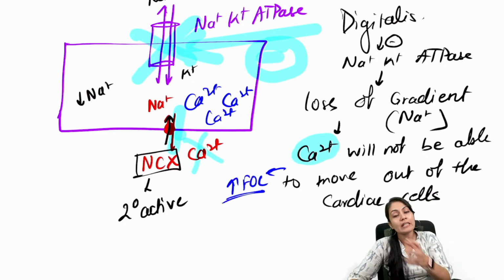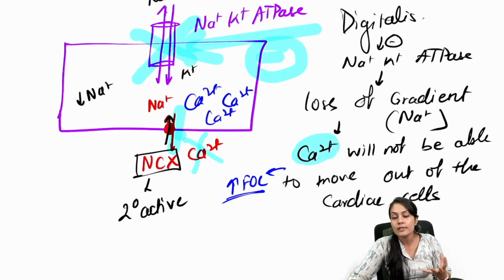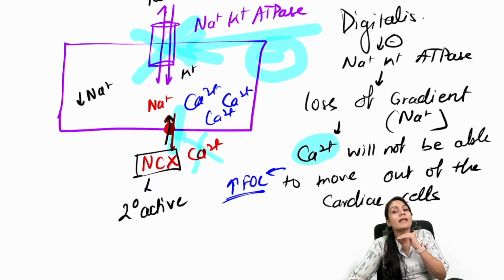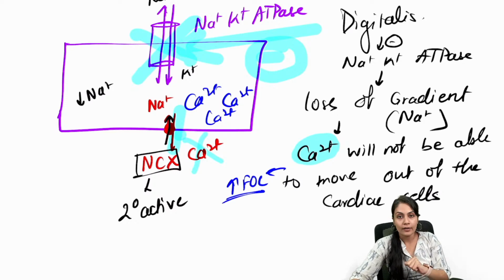So whenever the heart is going into failure, I'm going to give digitalis, digoxin-like drugs, which are going to block the sodium potassium ATPase, and depending on that, the secondary active transport will be hampered, and that's why the calcium won't be able to go out. If it stays inside the cardiomyocyte, it will enhance its contractility without increasing the heart rate.